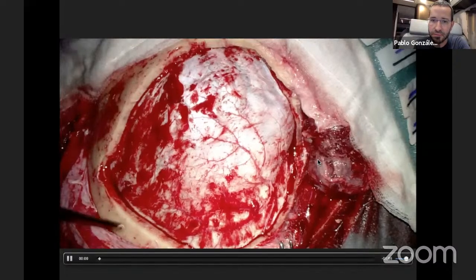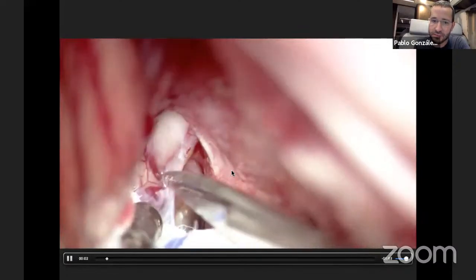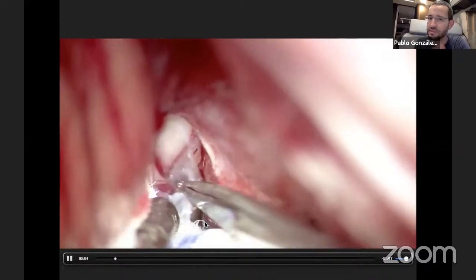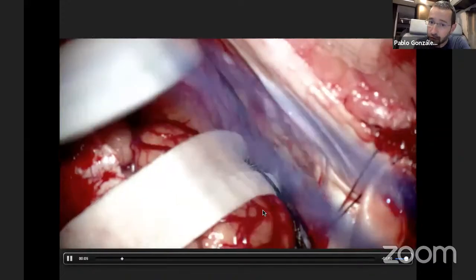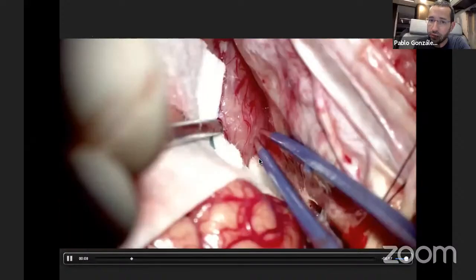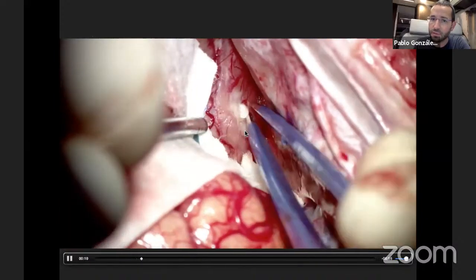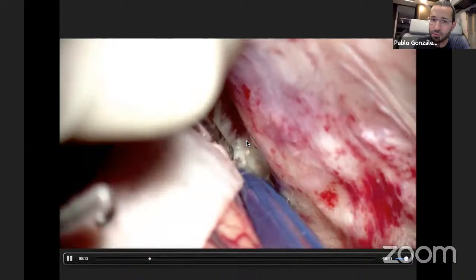This is very important. Then we open the dura and access the cistern. Once we access the cistern, the surgery changes completely. We have direct control of A1 and the optic nerve, and we can devascularize this ipsilateral part of the tumor.